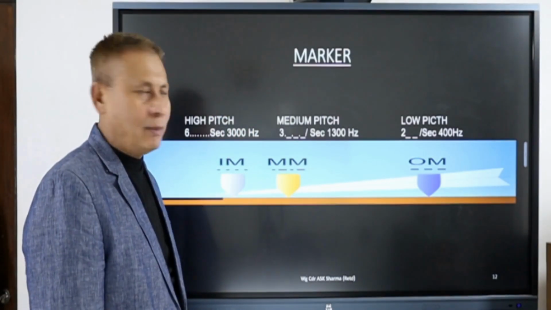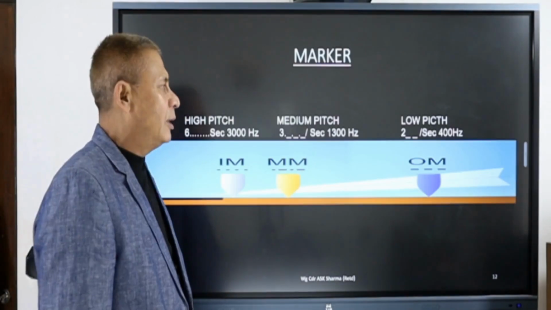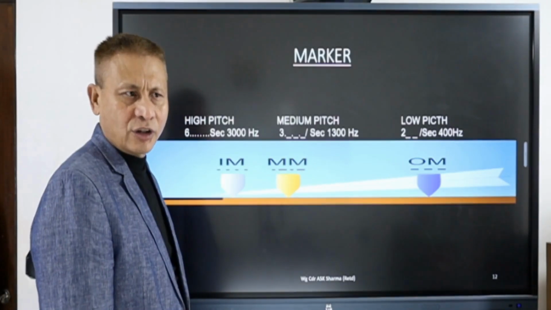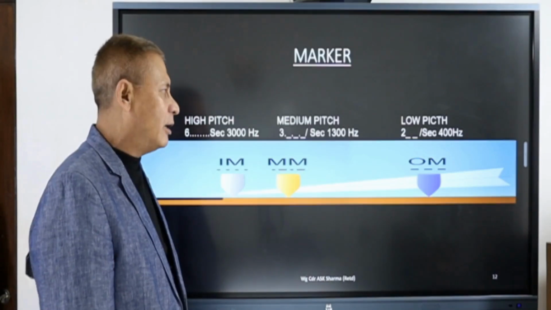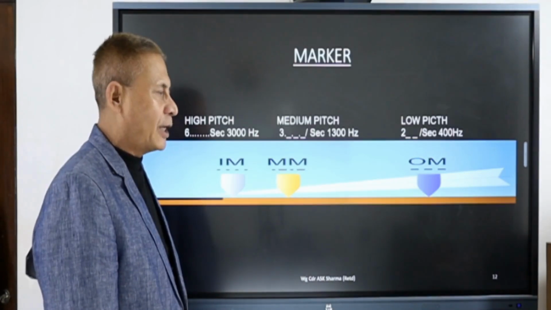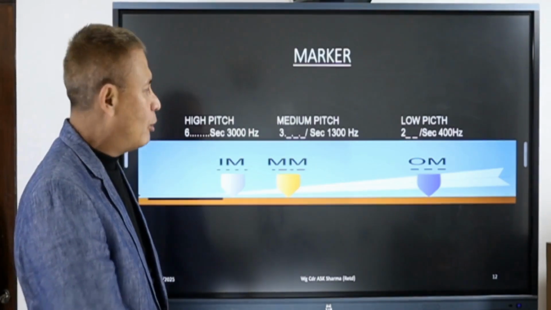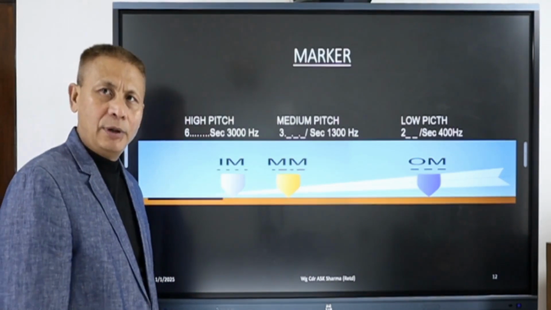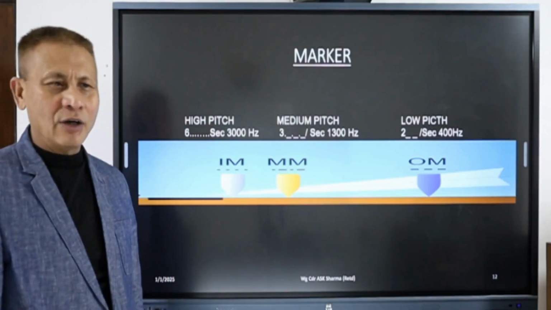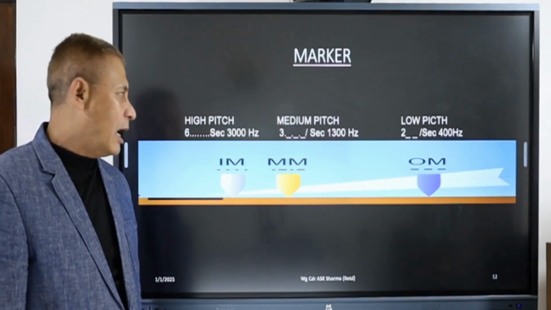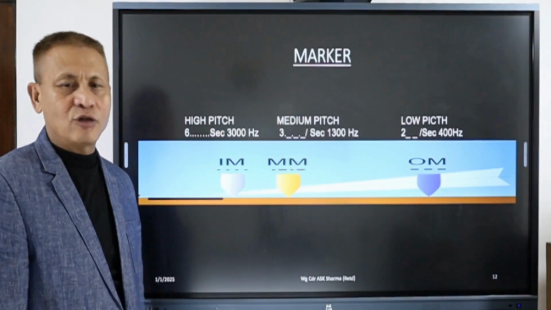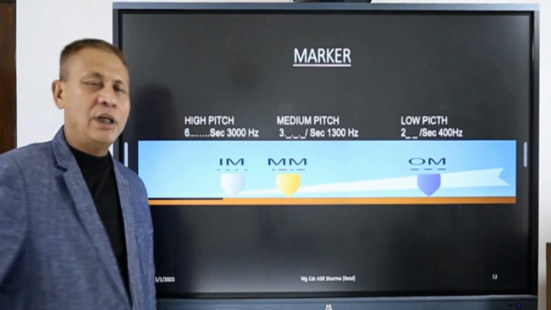Whenever you are flying over the middle marker, you will be able to hear a series of dots and dashes, which are transmitted at 3 dashes and dots per second at the medium pitch of 1,300 Hz. And when you fly over the inner marker, you will be able to hear a series of dots at high pitch, which is transmitted at 6 dots per second with 3,000 Hz.